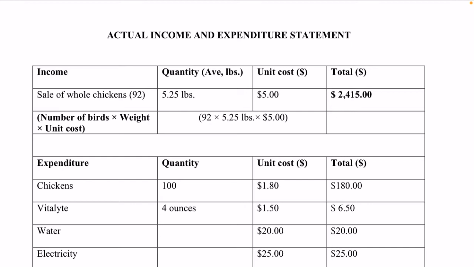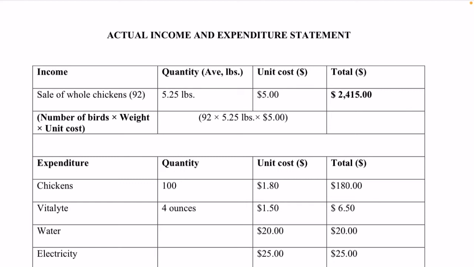The sale of chickens, as in the number of chickens that are alive, or the mortality rate, here was about 8%. Right, so we have 92 birds remaining alive. Then we multiply that by the average weight per bird, and then we multiply that by the unit cost per bird. As you can see in our working, you have number of birds multiplied by the weight multiplied by the unit cost.